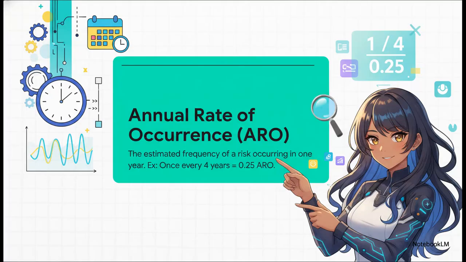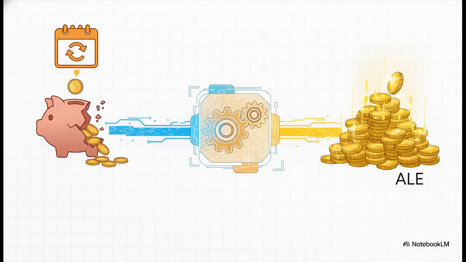Simple, right? Okay, next up, we need to figure out how often this bad thing is likely to happen. That's what we call the annual rate of occurrence, or ARO. So if an event is expected to happen, say, once every 4 years, its ARO is just 1 divided by 4, which is 0.25. And now we put it all together.